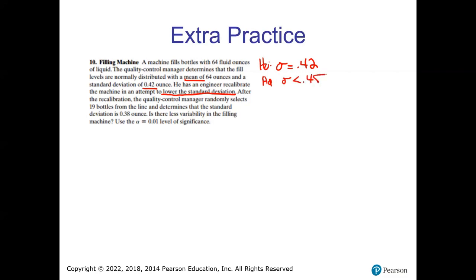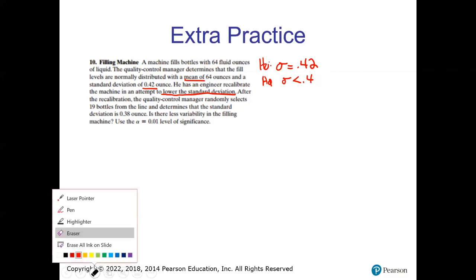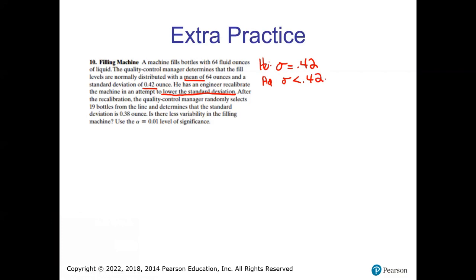We want to lower the standard deviation. We want that to be smaller than 0.42. After the recalibration, the quality control manager randomly selects 19 bottles and finds that the sample standard deviation is 0.38 ounces. Is there less variability in the filling machine, using a 0.01 level of significance?